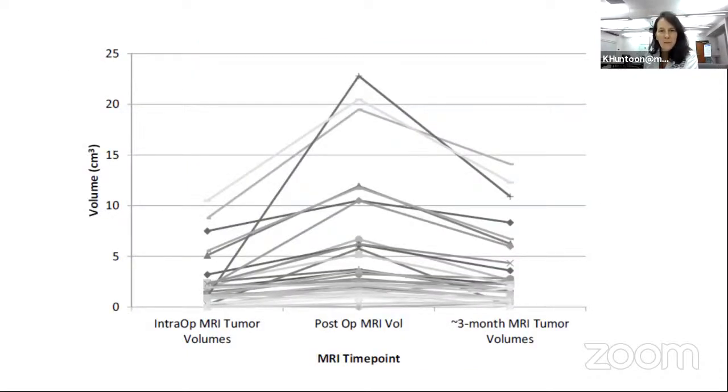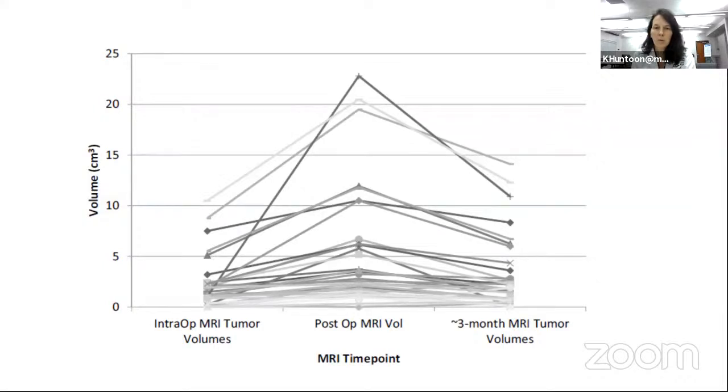So this obviously looks like a very busy plot, and we'll try to walk through it a little bit to make some sense of it. Each of these lines is one of our individual patients, so our 32 patients. On the left side, the intraoperative MRI volume, that's the iMRI volume that was calculated, and that was, I believe, 2.17 plus or minus centimeters cubed.